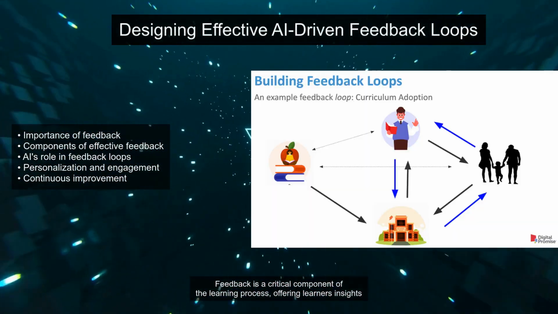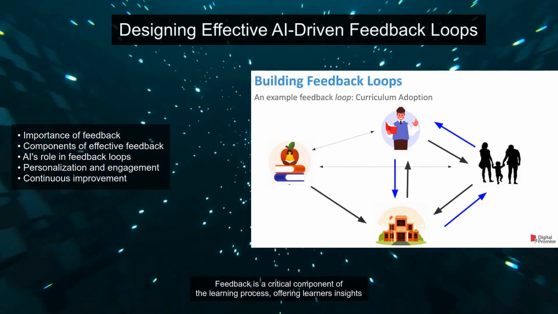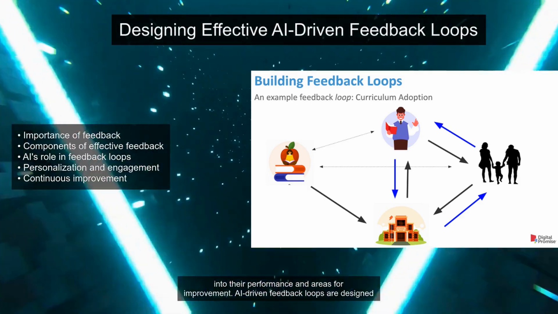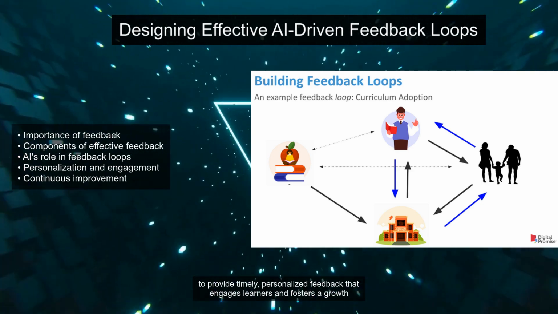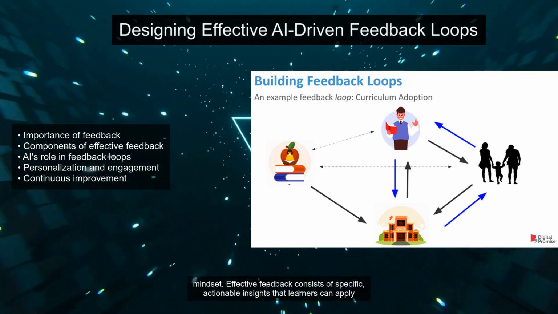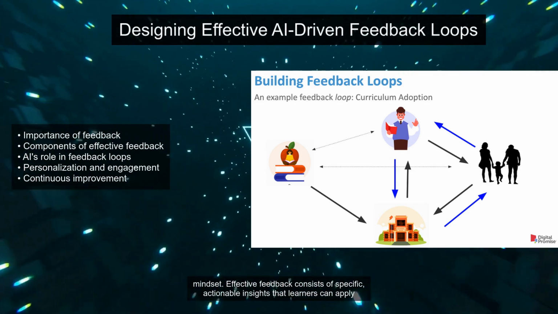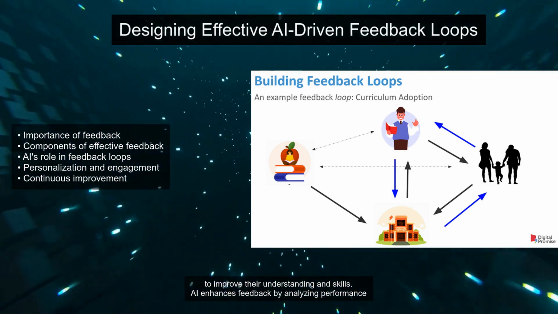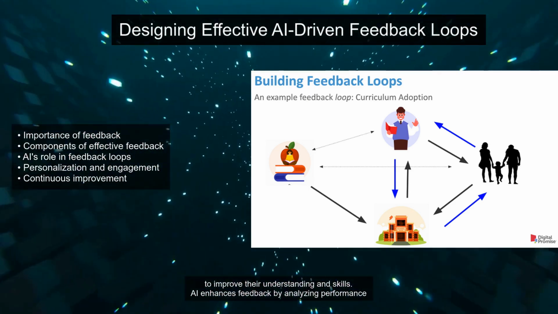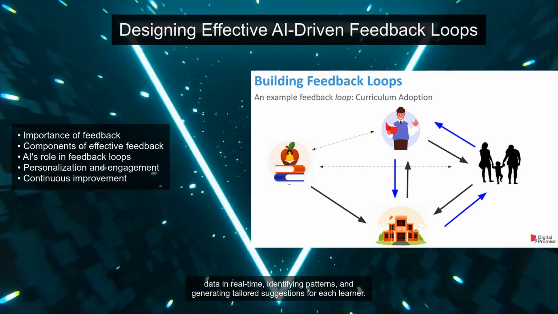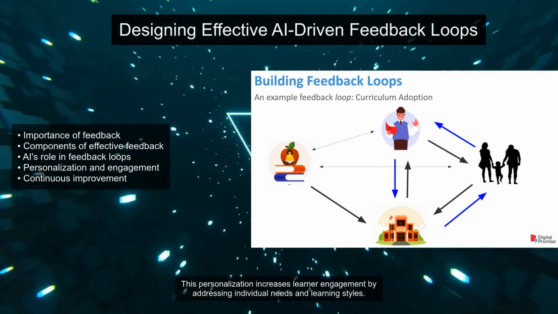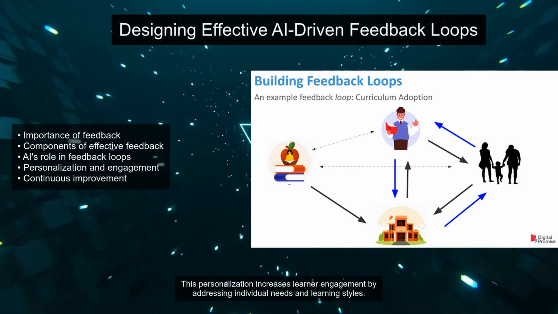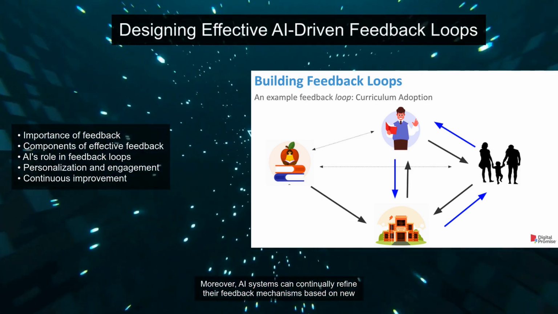Feedback is a critical component of the learning process, offering learners insights into their performance and areas for improvement. AI-driven feedback loops are designed to provide timely, personalized feedback that engages learners and fosters a growth mindset. Effective feedback consists of specific, actionable insights that learners can apply to improve their understanding and skills. AI enhances feedback by analyzing performance data in real time, identifying patterns, and generating tailored suggestions for each learner. This personalization increases learner engagement by addressing individual needs and learning styles.